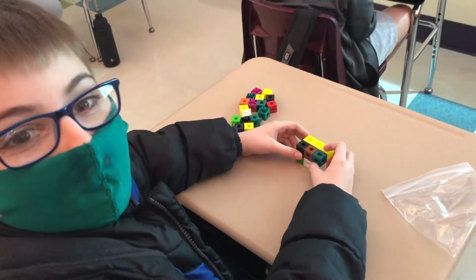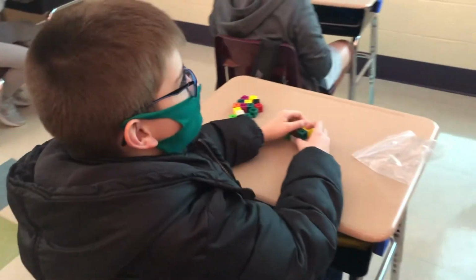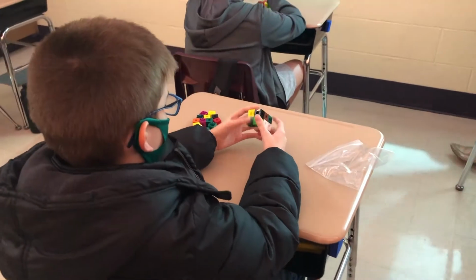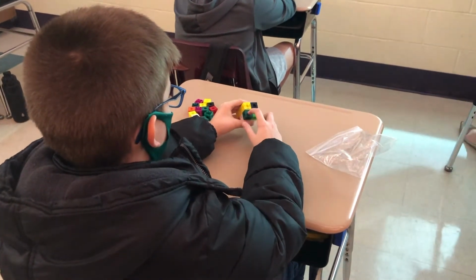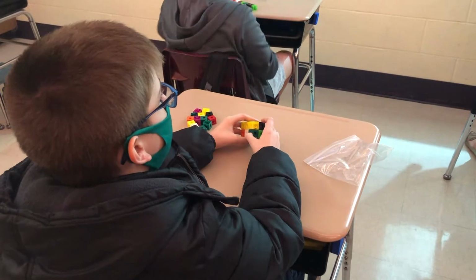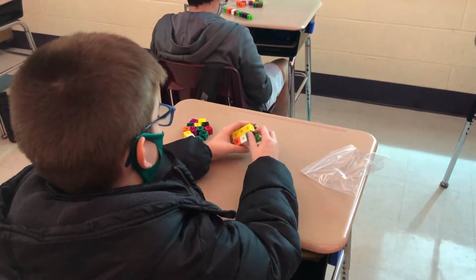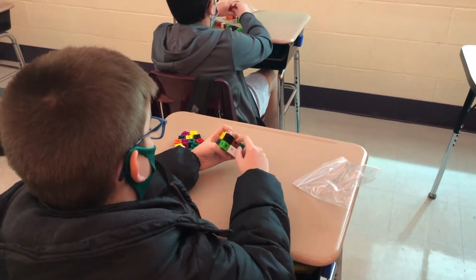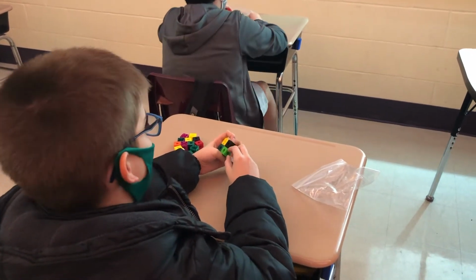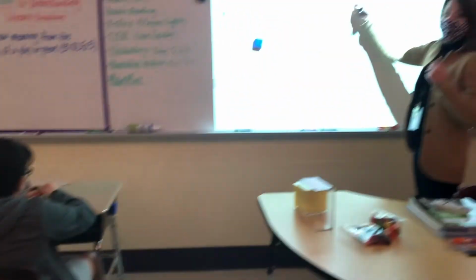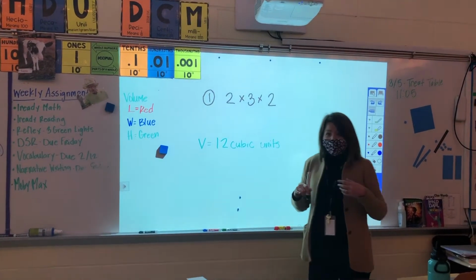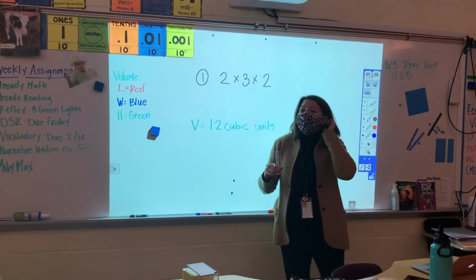While y'all are finishing up, I'm going to have Xander tell me the dimensions of his prism. So what is the length of your prism? 2. Okay. What's the width? 3. Okay. And then what dimension do I need next? The height. Which is? 2. All right, 2 times 3 is? 6. And 6 times 2 gives me a volume of 12 cubic units. This one has been the simplest to do. Very good. Does anybody have a different prism?